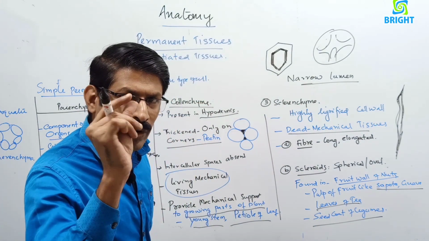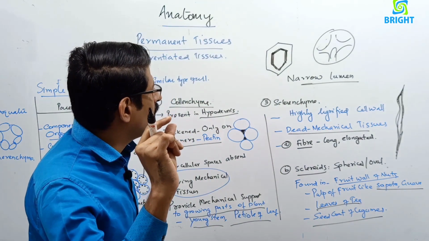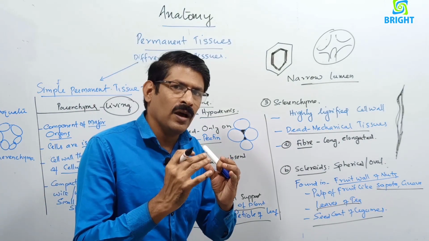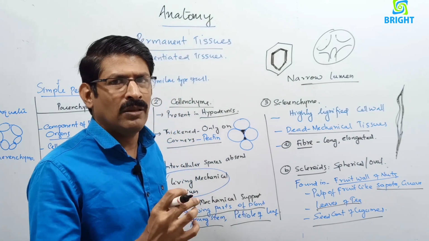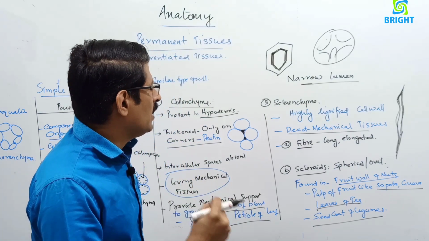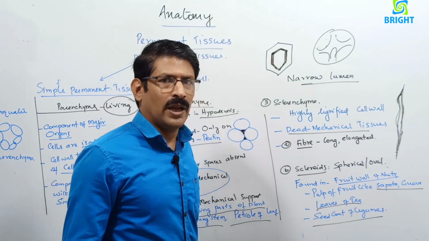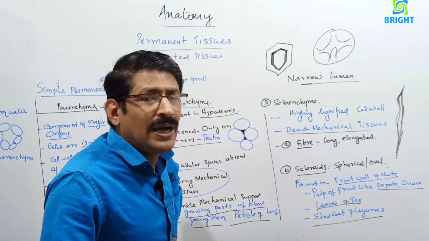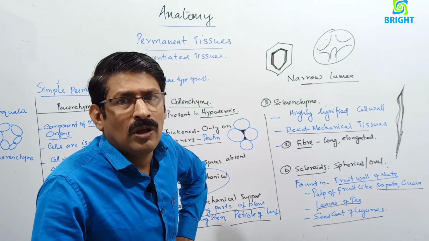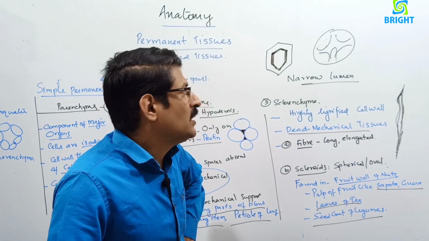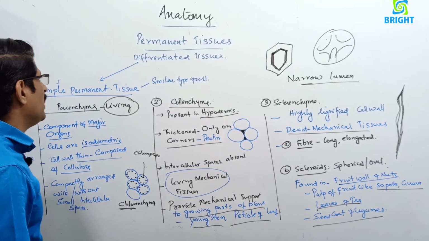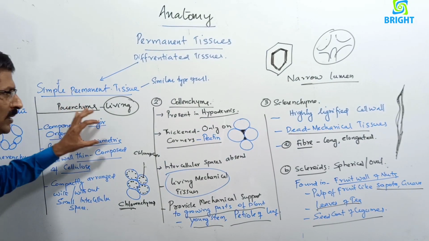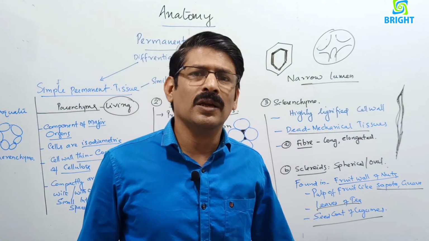Sclereids are round sclerenchyma cells, and they are also present in the nut shell of the coconut. Its highly thickened nature is due to the presence of sclerenchyma. So sclerenchyma has a highly thickened cell wall, and it is a dead mechanical tissue because the lumen is absent. So this is about permanent tissue, simple permanent tissue. There are three types of simple permanent tissue: parenchyma, collenchyma, and sclerenchyma.